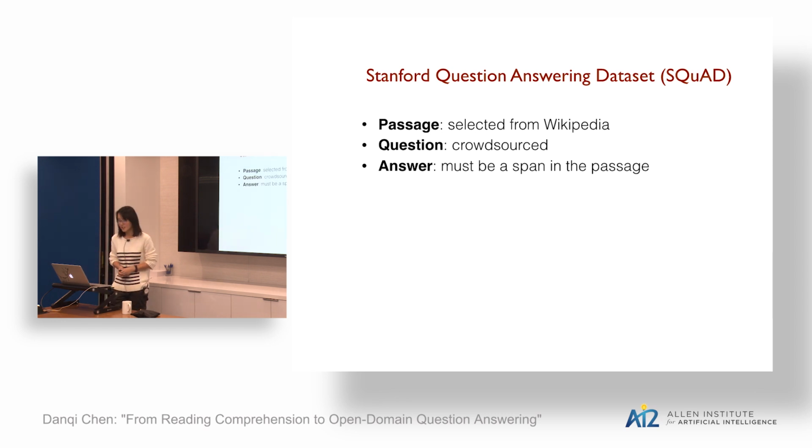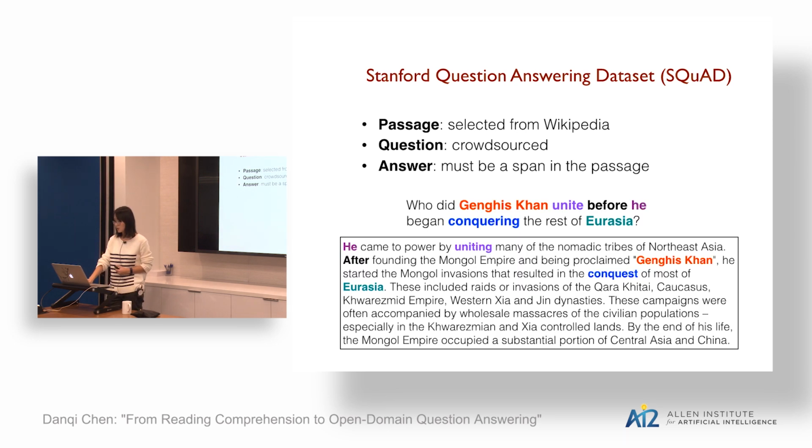OK, I will continue. I'm not sure how many of you are familiar with the Stanford Question Answering Dataset. Basically, the setup is that the passage is a real paragraph selected from Wikipedia, and the question is written by Turkers, the annotators, so it's crowdsourced. But there is a restriction that the answer must be a span in this passage. Here's a real example from SQuAD. Here's the question, here's the passage. Does anyone know the answer to this question after you read the passage?